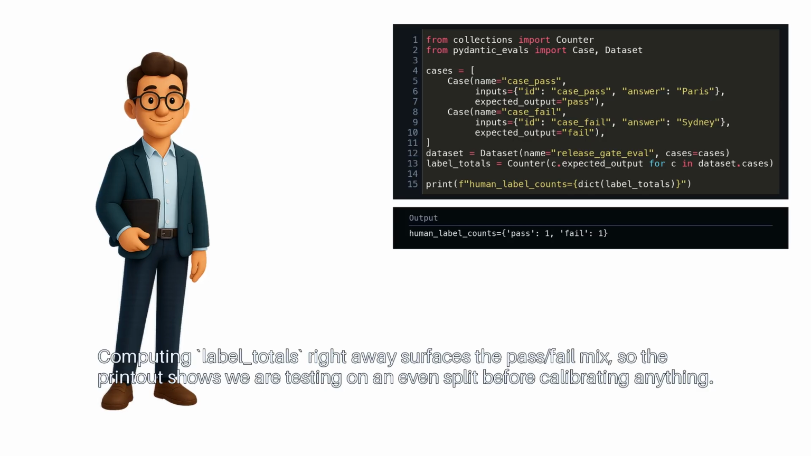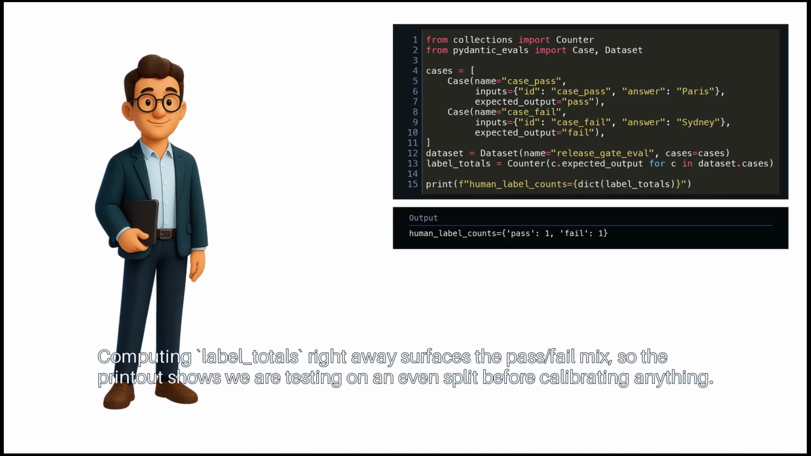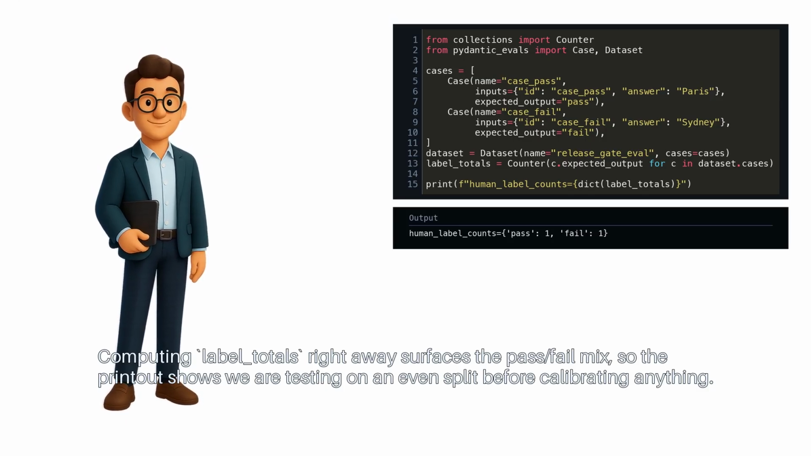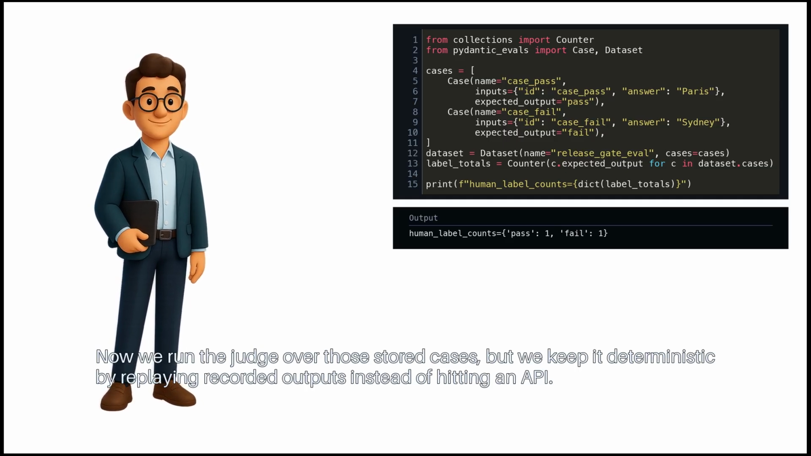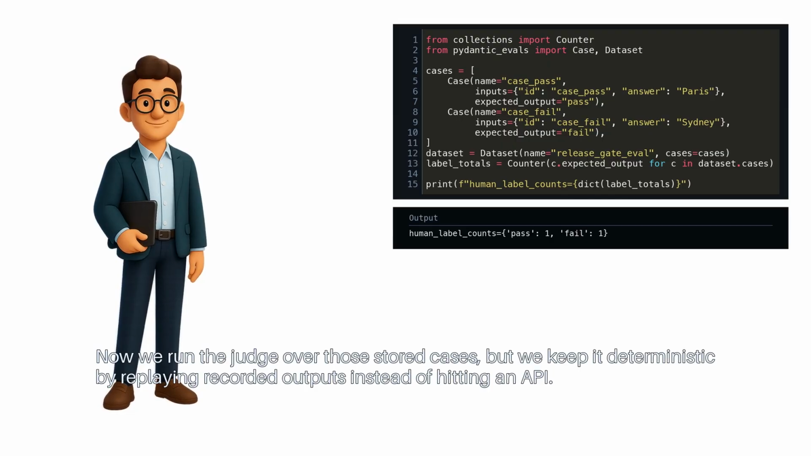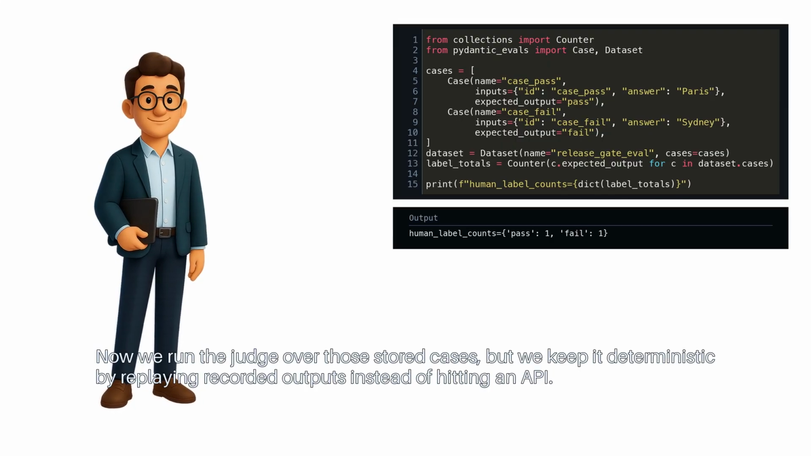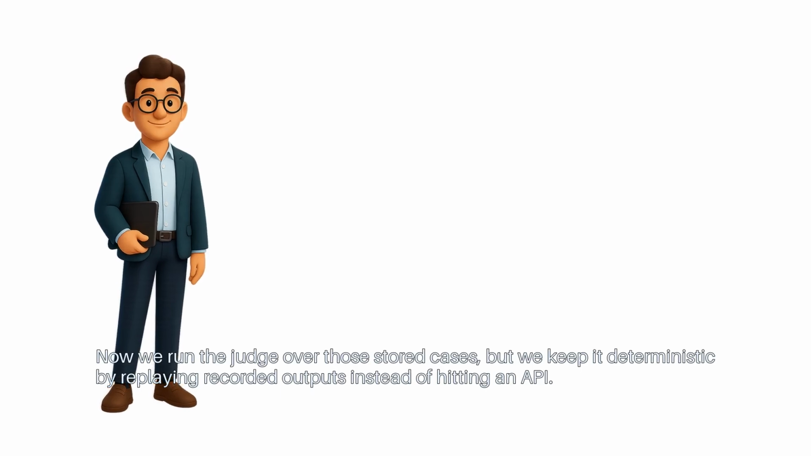Computing label totals right away surfaces the pass-fail mix, so the printout shows we are testing on an even split before calibrating anything. Now we run the judge over those stored cases, but we keep it deterministic by replaying recorded outputs instead of hitting an API.